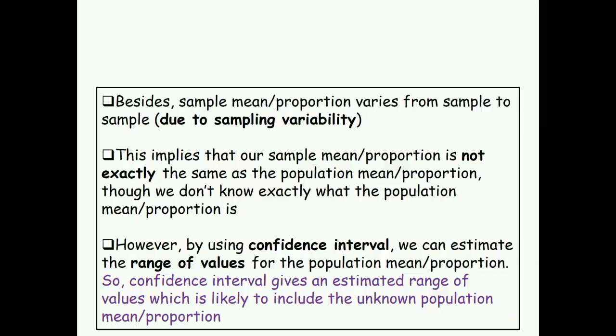There is a lot of sampling variability. The age, 22, 24, 27, there is a lot of variability. This variability must be taken into account. By using confidence interval, we can estimate the range of value for the population mean or for the population proportion. So confidence interval gives an estimated range. I don't know the population mean, I don't know the population proportion, but I could guess somehow where it is. The unknown population mean or population proportion.